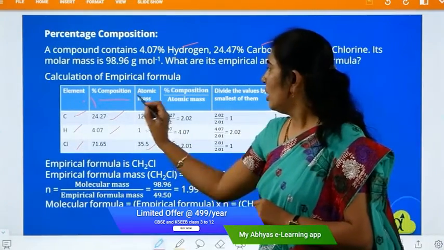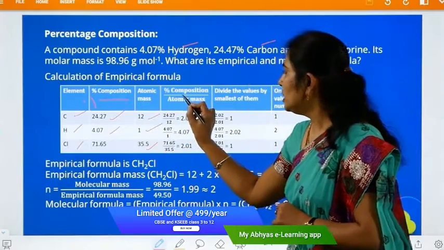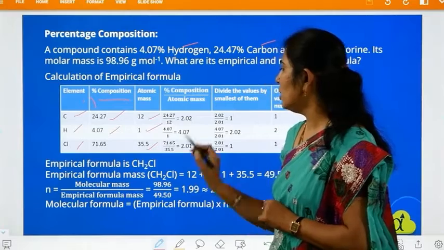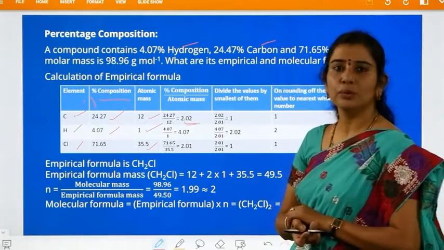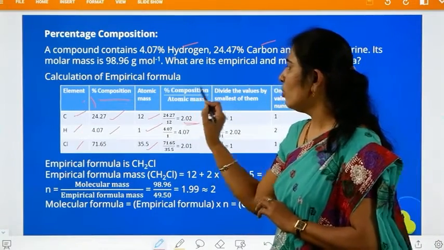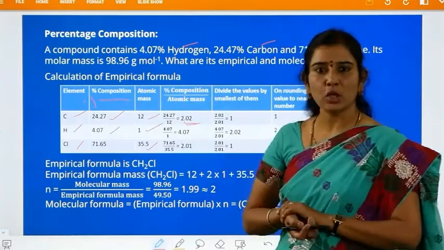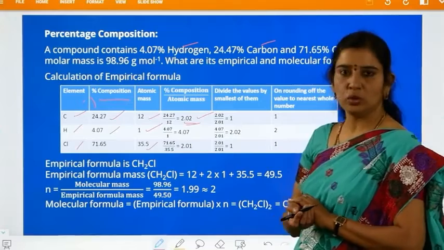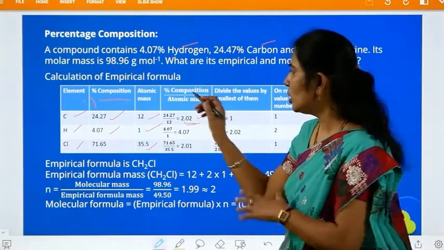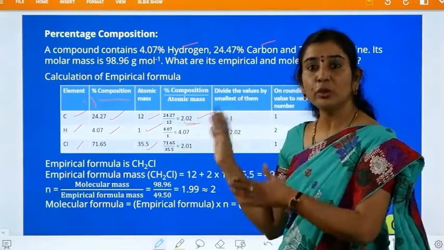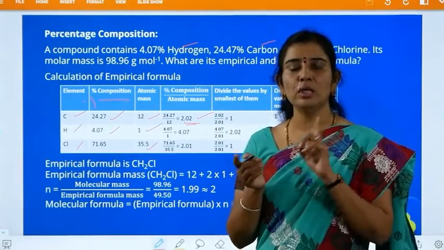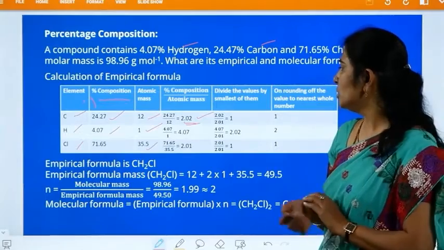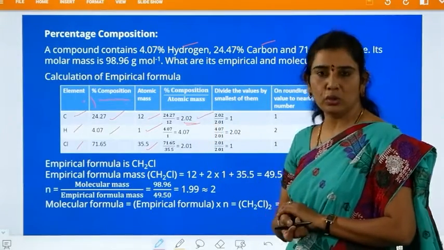See here. What exactly are you going to get here? Percentage composition divided by the atomic mass. That will give you the ratio. So, carbon, how much will you get? 2.02, the ratio I am telling. So you have to convert the percentage composition into a ratio. First step, I told you: convert percentage composition into ratio. So here the ratio is 2.02.